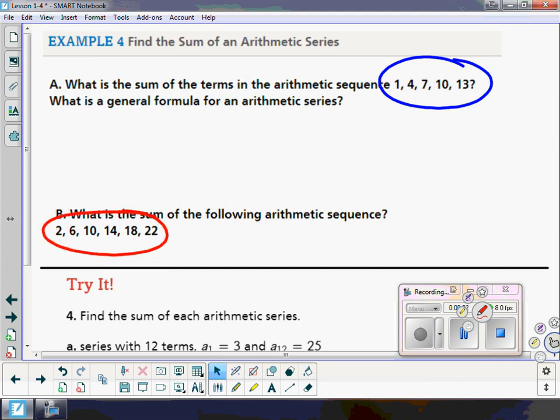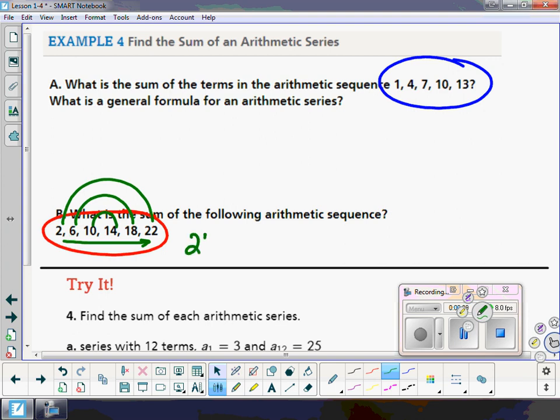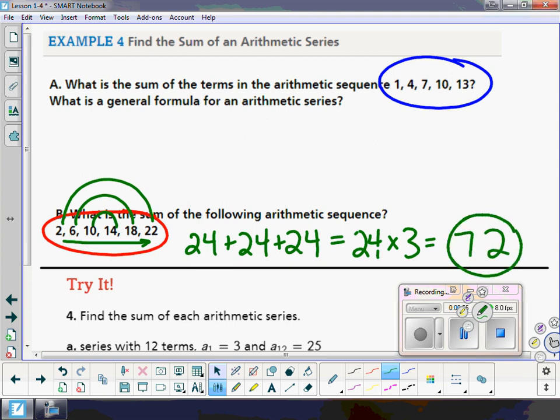So I just want you to recall, those of you who were in class today, we did this method where instead of adding the numbers straight across, we would add 2 plus 22, 6 plus 18, 10 plus 14, noticing that that sum is 24 every time. So we basically have three pairs of numbers where each pair adds up to 24. So a quick way of doing that would be to say, okay, then I have 24 times 3, which is 72. So that would be the sum of 2, 6, 10, 14, 18, 22.